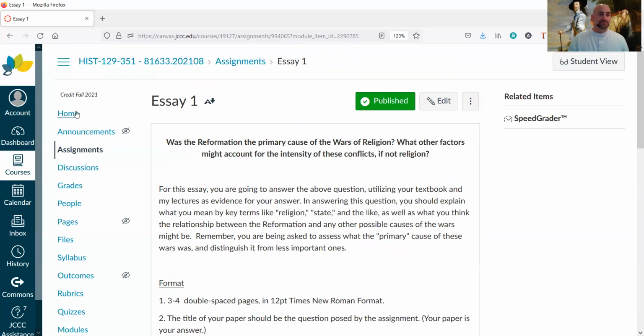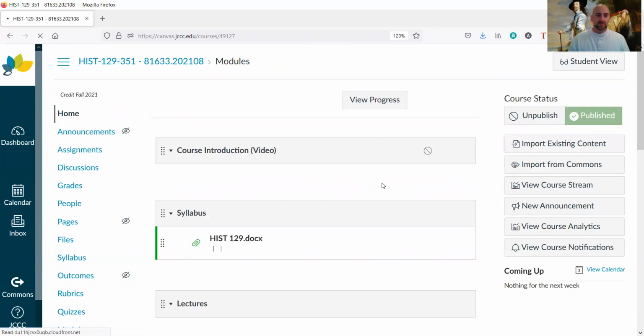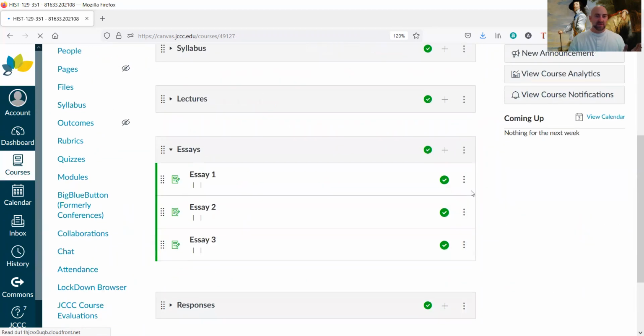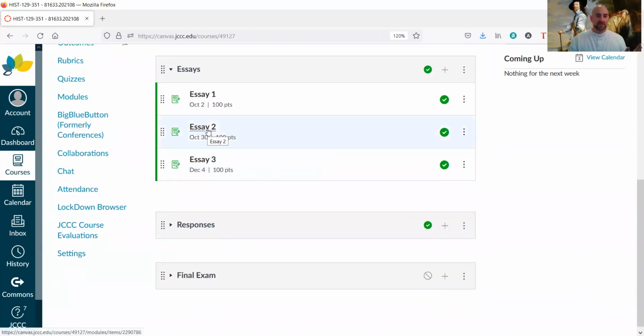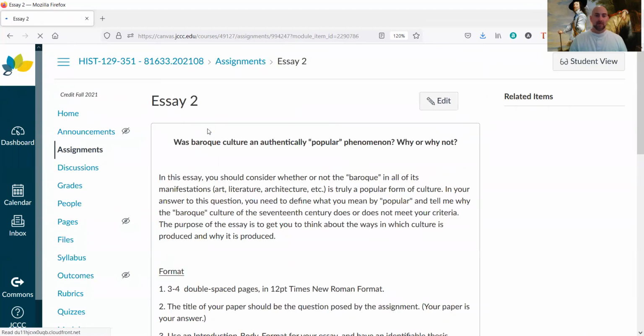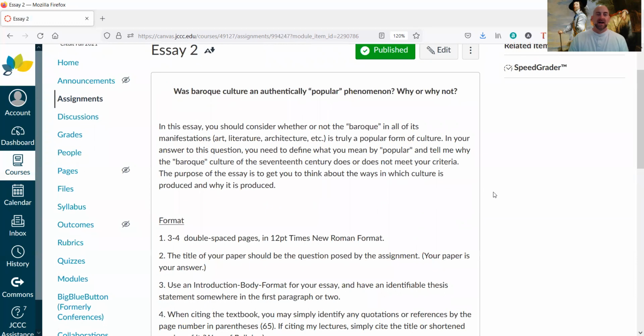And that is the first one. We'll go back to this to show you the second one. It will be on October 30th, so a month away. You have plenty of time to do these assignments. This will be about Baroque culture. Was Baroque culture an authentically popular phenomenon? Why or why not? And we're going to go through all this.